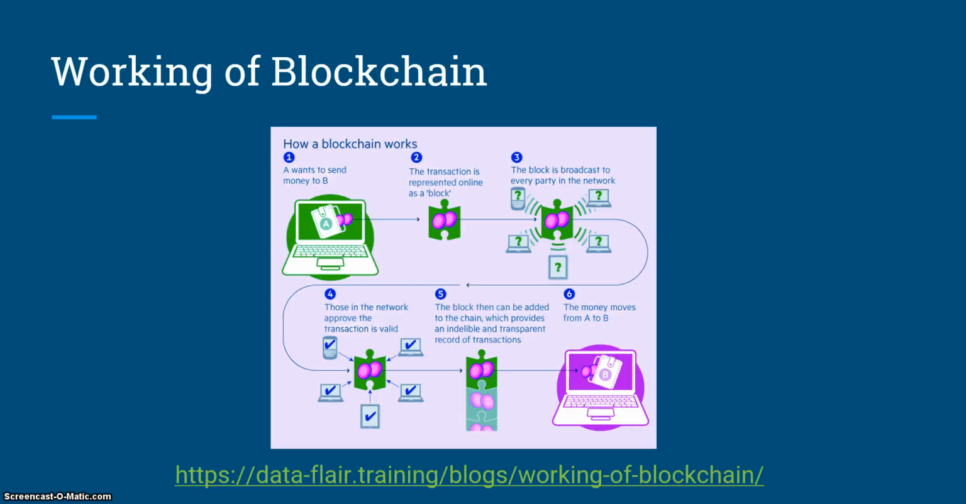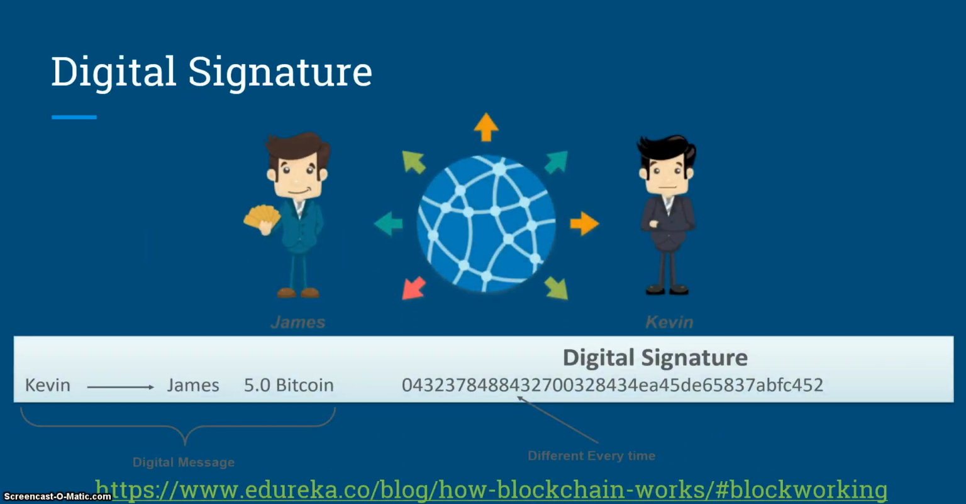Last one is the working of the blockchain. This picture is the representation of the whole process of the working. First, A sends money to person B. This is the pictorial representation of how the digital signature is generated when person A sends to person B.